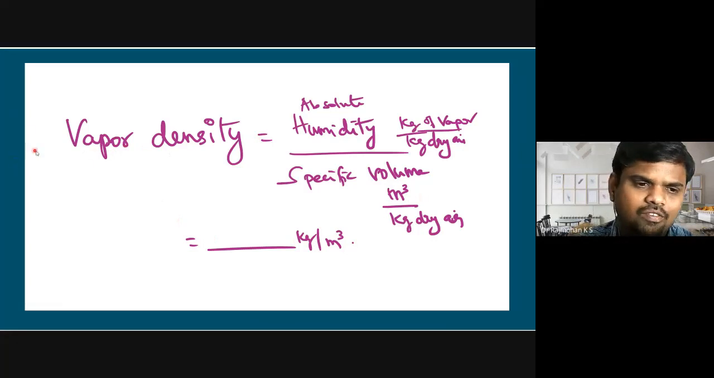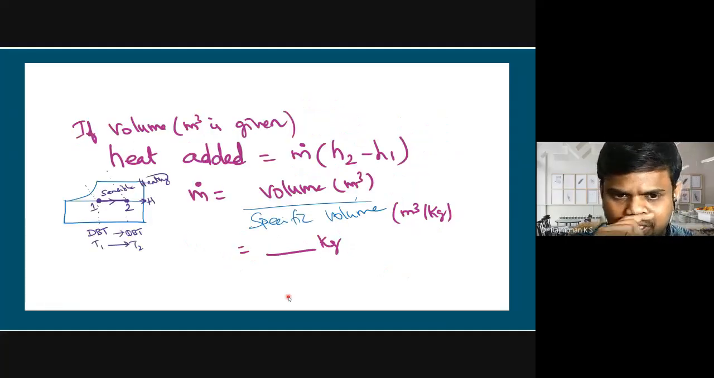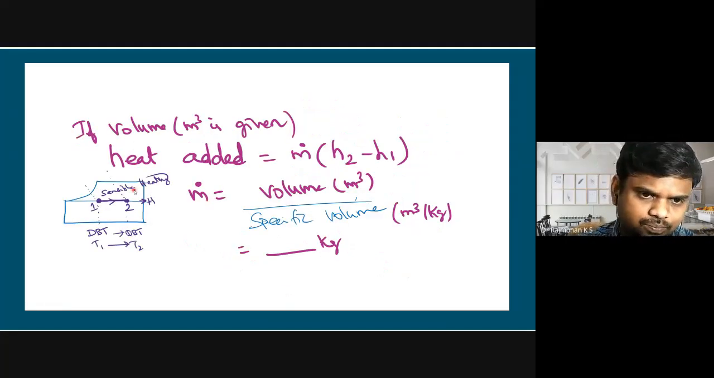So if it is asked to determine the vapor density, we have to divide absolute humidity by specific volume. Both values can be taken from the graph. So you can divide them to get the unit kg per meter cube. So that formula also we are going to make use of. Similarly, what is the mass flow rate?